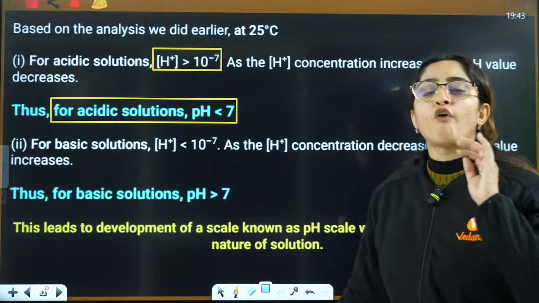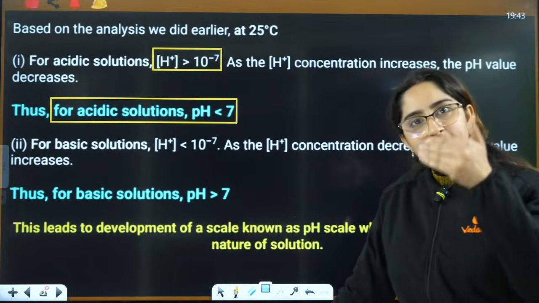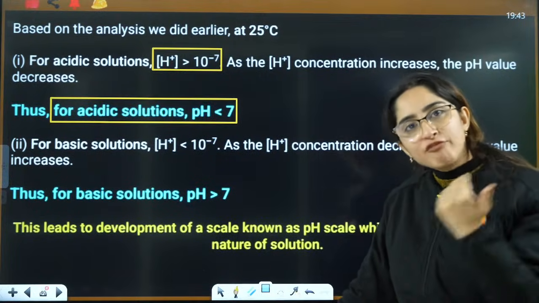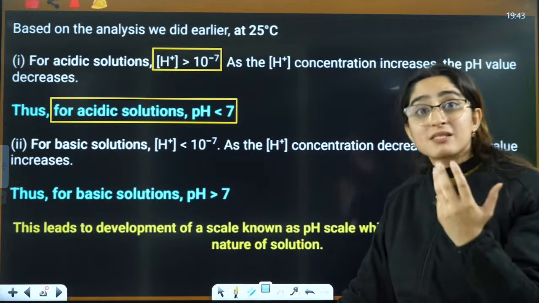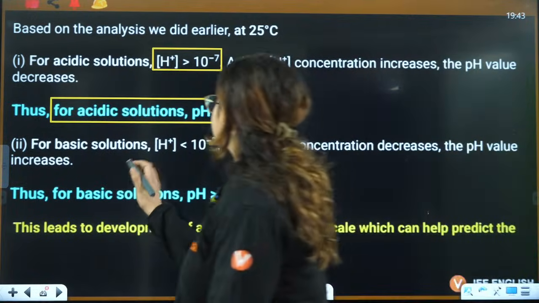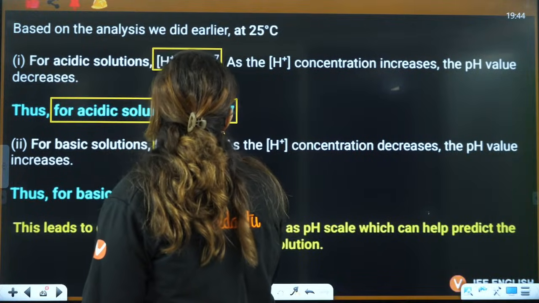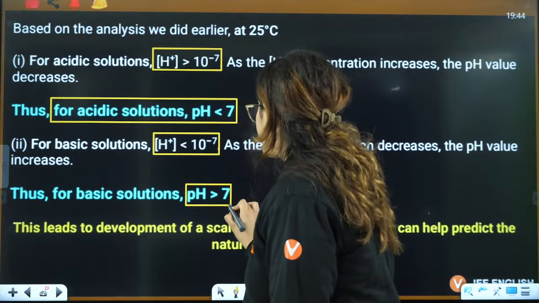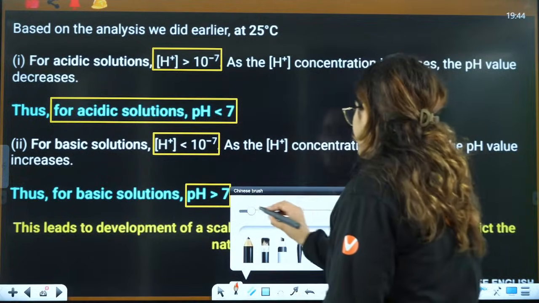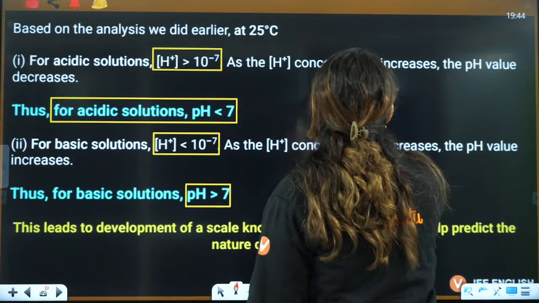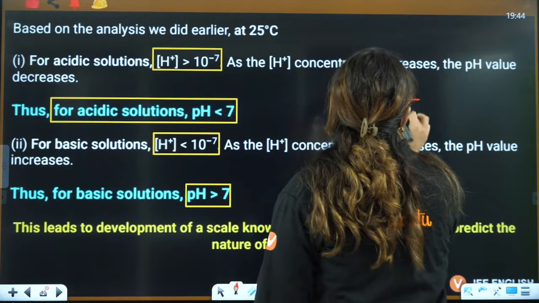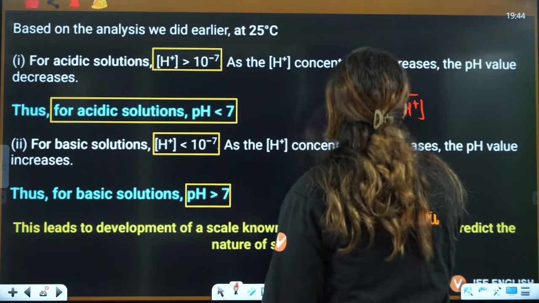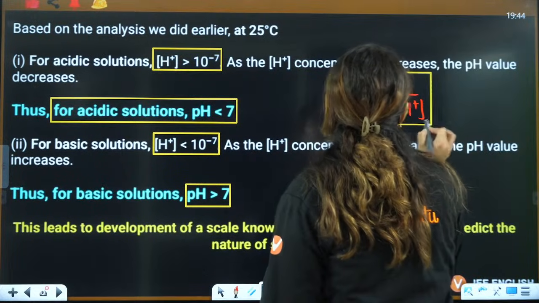That is why for 25 degrees Celsius, at 7 you have neutral. Before 7 you have acidic. After 7, 7 to 14, you have basic. Right? Because for a basic solution, H positive concentration is less than 10 to the power minus 7, which means pH has to be greater than 7. And write it down over here that pH is inversely proportional to H positive ion. If H positive ion is increasing, pH is decreasing. Okay?